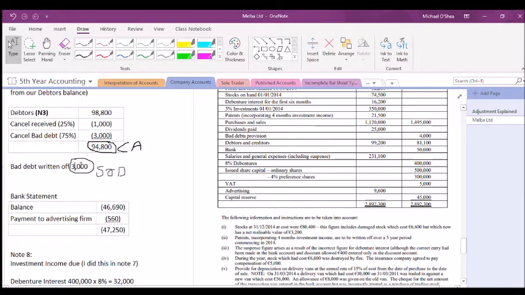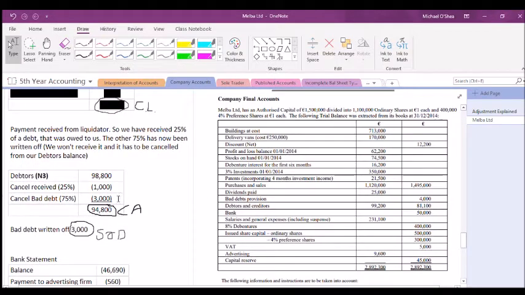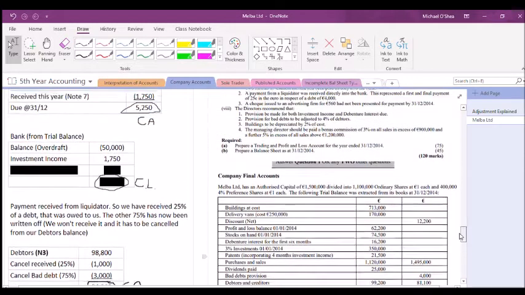So they paid us 1,000. That's obviously gone into our bank. We'll look at that in a second. And we've written off the other 3,000. They're not going to pay us, but all 4,000 needs to come out of debtors. So the 3,000 here is a selling and distribution expense. That's going to go into our P&L.